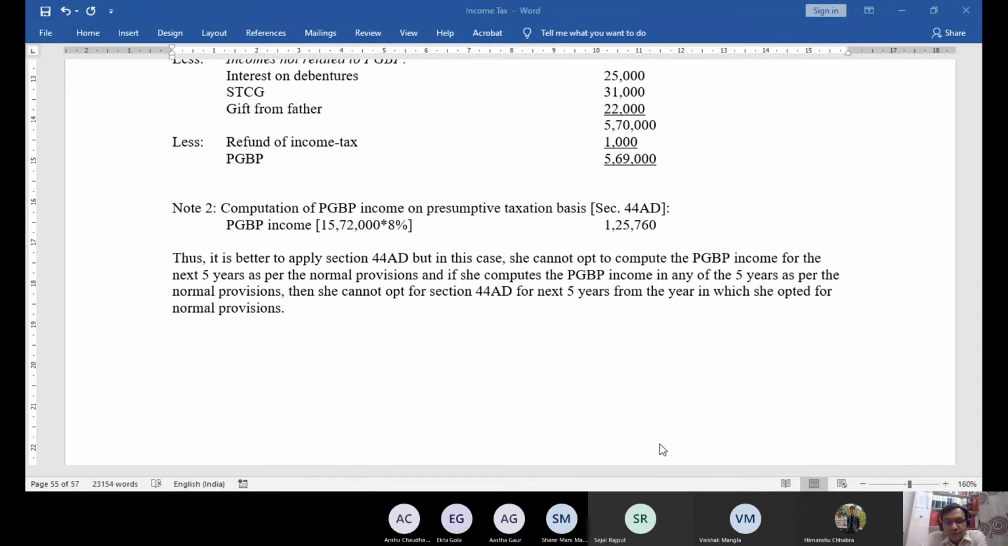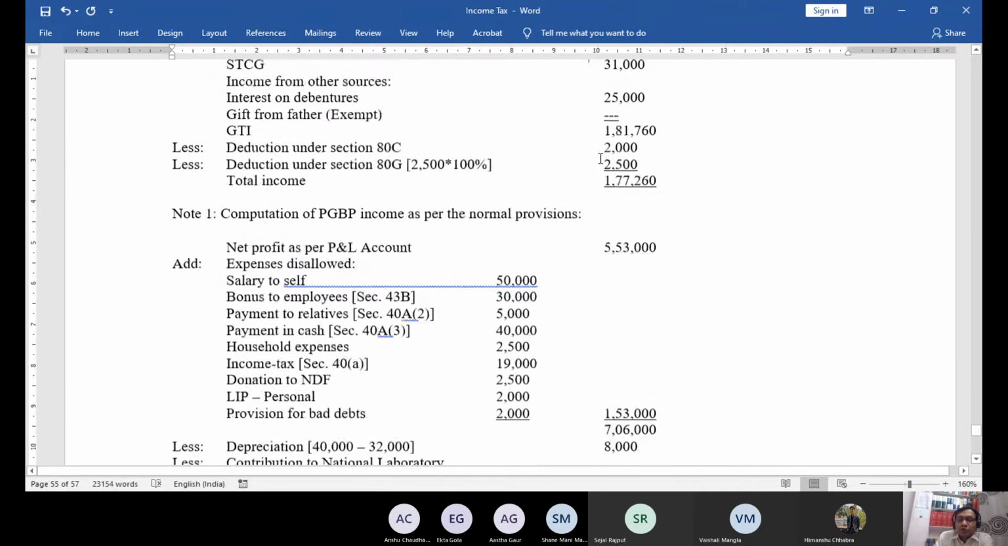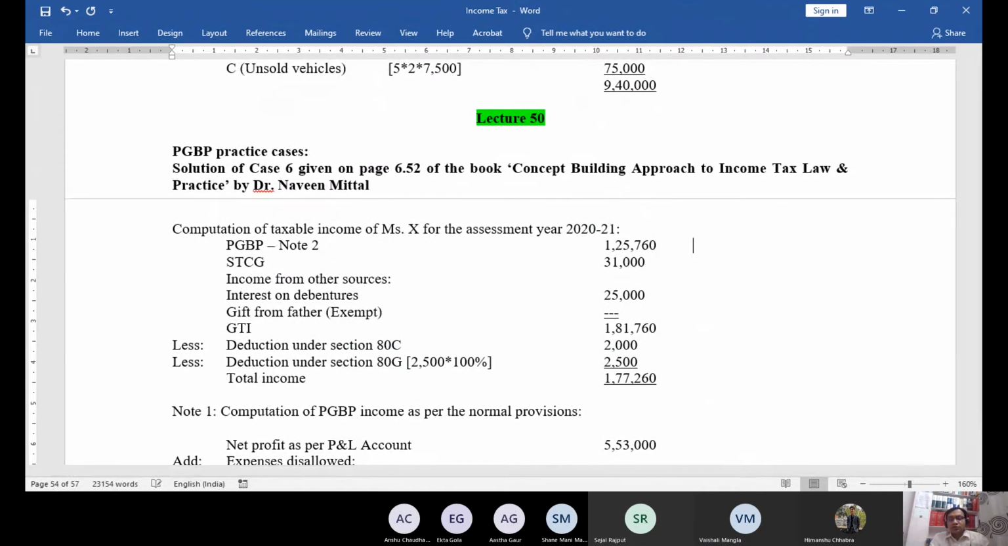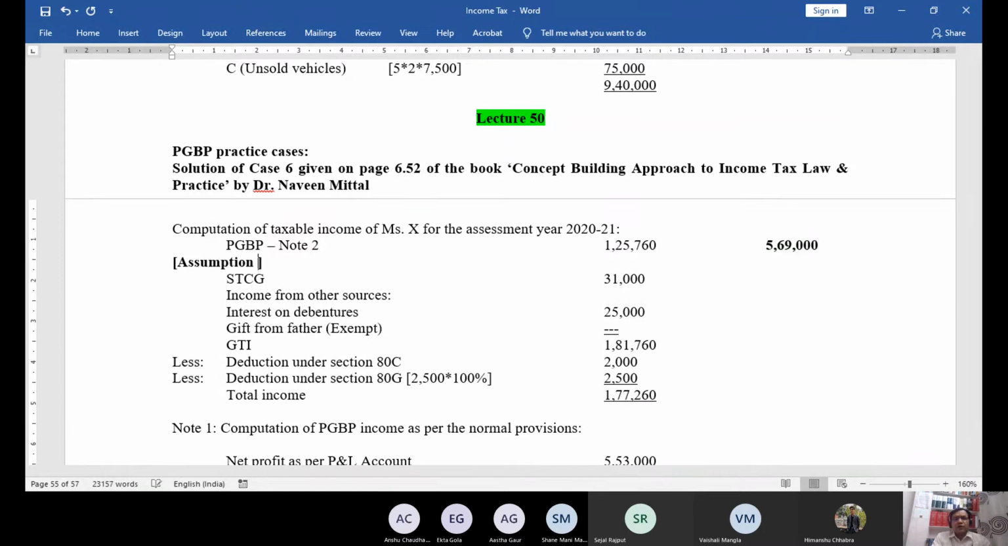That if she opts in the next 5 years on normal provision basis, then there is no problem, she can opt. But then for the further 5 years, she cannot opt for section 44 AD. This is the point. So that is why many times decisions are not taken only on which option shows less income. It is possible that because of this limitation, I want to apply normal provision and I am willing to show 5,69,000 as the income, rather than this. It is also a possibility. The answer depends upon your assumption.